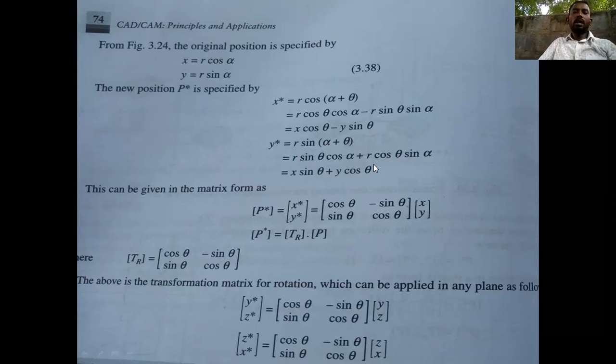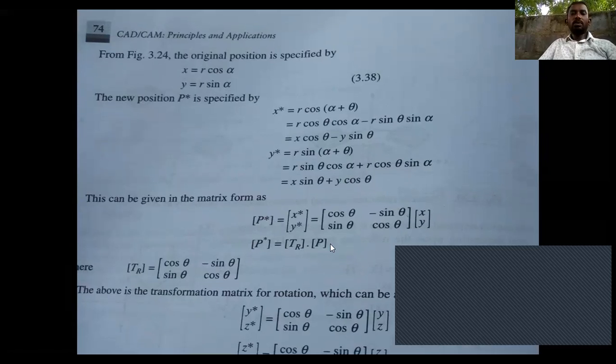This can be written in matrix form as P star equals x star, y star, equals the matrix cos theta, minus sin theta, sin theta, cos theta, multiplied by x, y, the initial position. Therefore P star equals this.